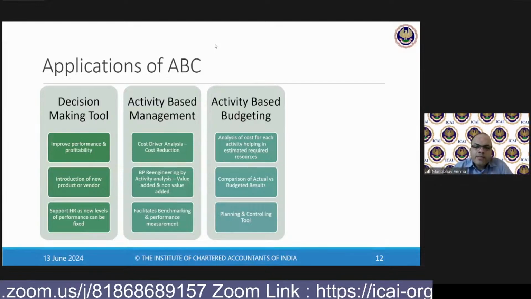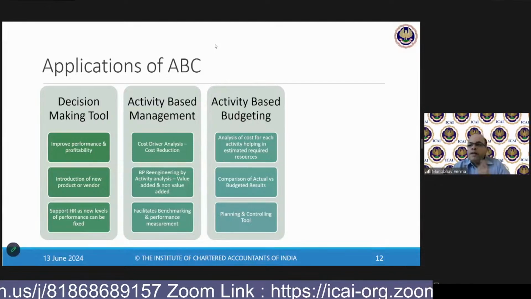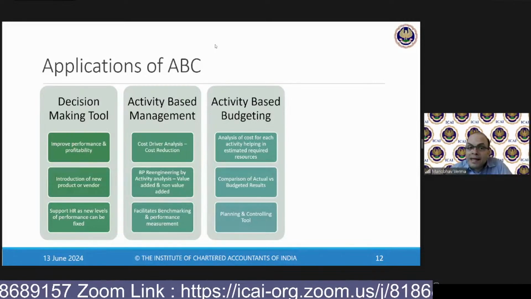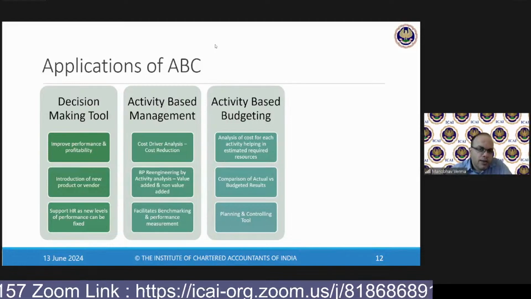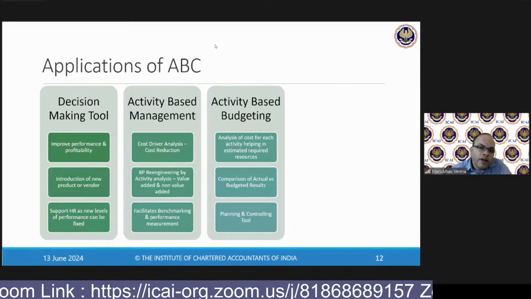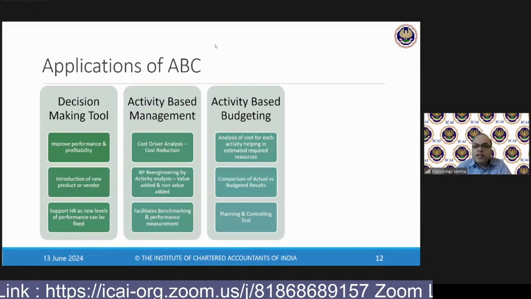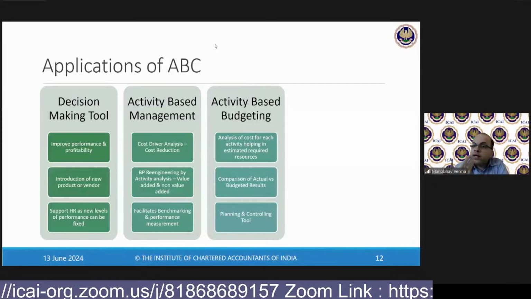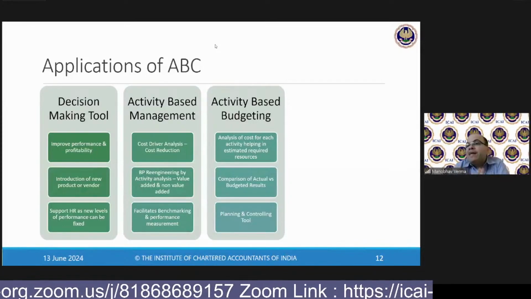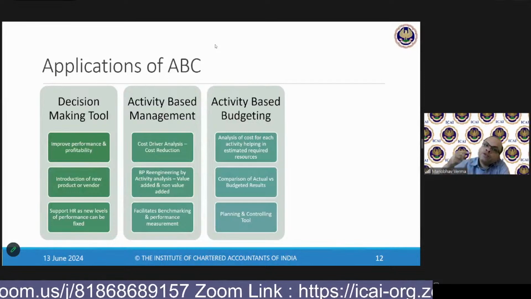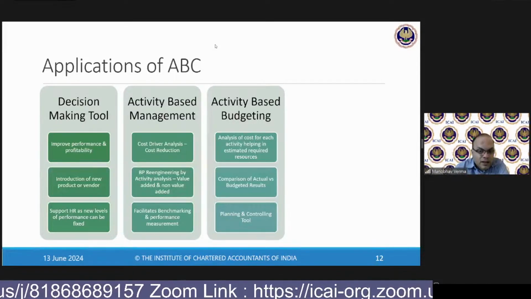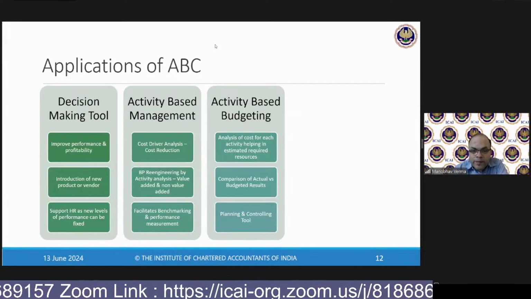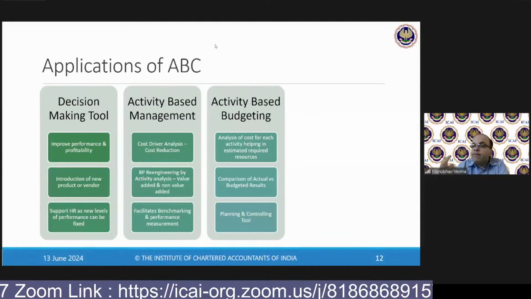So we are looking at activity-based budgeting here, a very important aspect of ABC, which is using ABC as a planning and budgeting tool. We use it as a planning and controlling tool because we would have done this exercise on a recurring basis. If I've initially implemented this tool, that can help us draw down the budgets for the next periods, to ensure that we can control some cost and plan things better by comparing the actual and budgeted results.